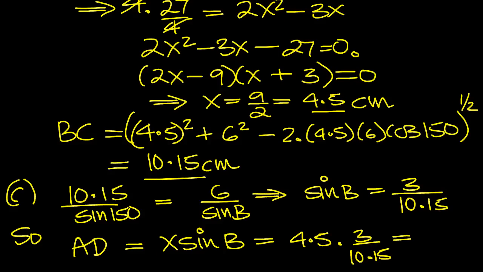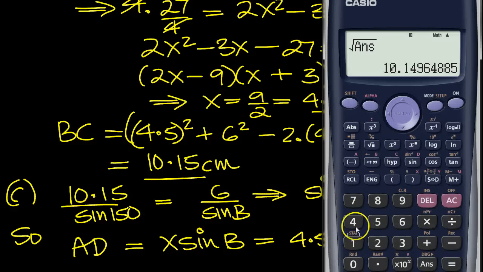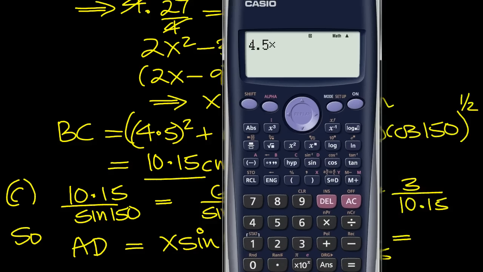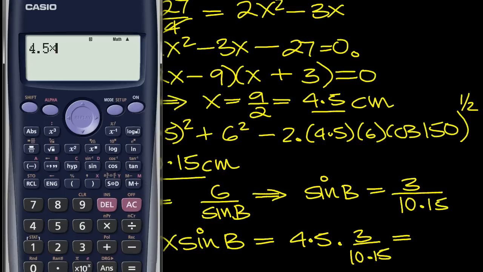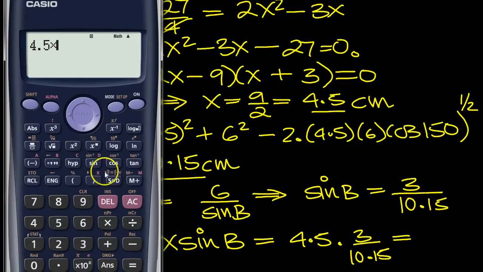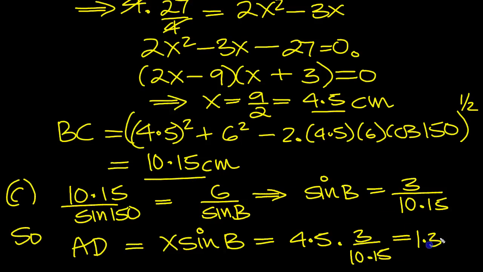Okay, so we just need to tap that in the calculator then. So it's 4.5 times sine b. What have we got? 3 times 3 divided by 10.15 equals decimal 1.33 to 2 dp. 1.33 centimeters, and that's to 2 decimal places.